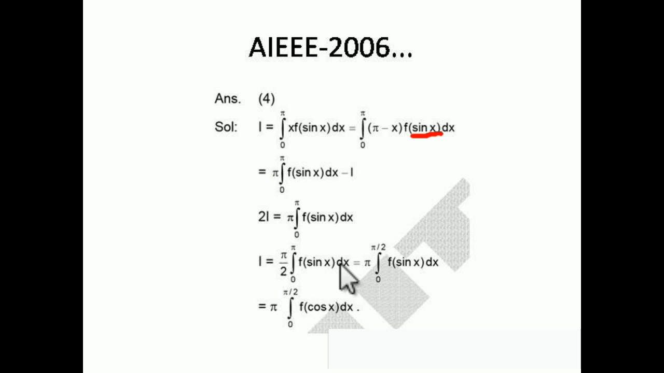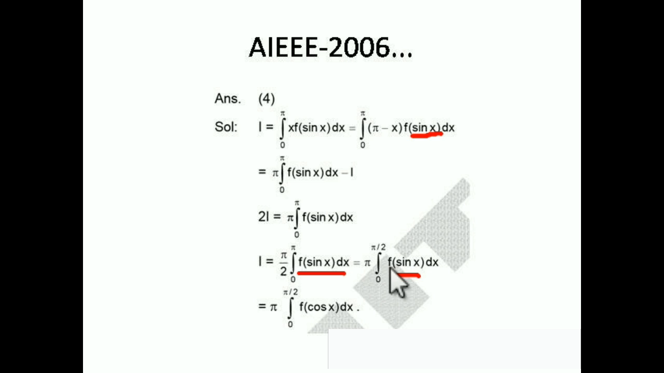Now also sin x here, f of sin x dx, that means you can also write it down as, here it is 1 by 2, pi times integral 0 to pi by 2 of f of sin x dx. Because sin x is a function of sin x, and now we can apply that rule one more time.